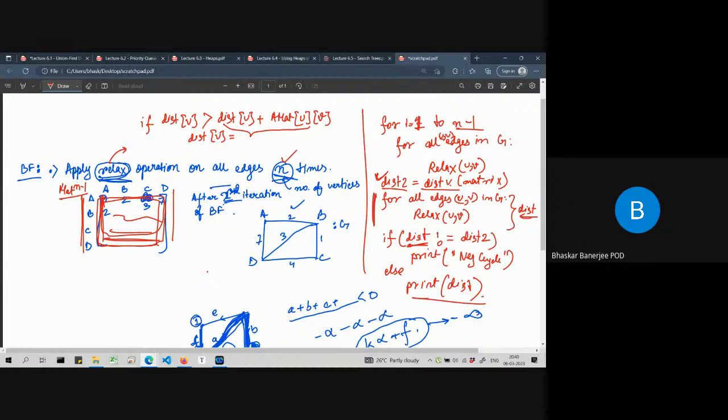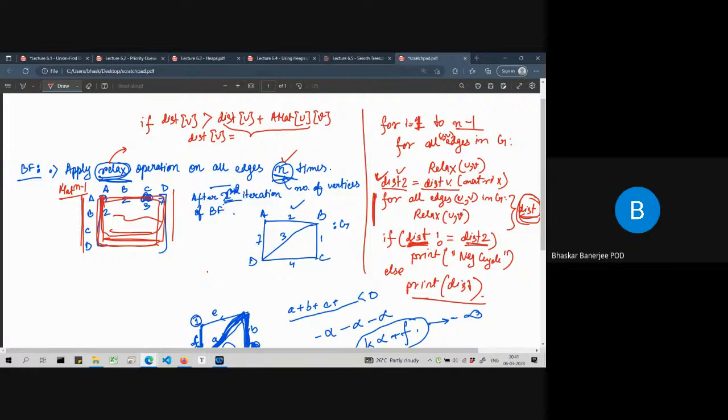I mean, supposing there is a negative weighted cycle, the distance matrix would change. Then I would check whether this new distance matrix, which I got after applying one more time, is equal to the previous matrix or not. Previous means distance two, which was storing the value from the n minus one times run. If the two matrices are different, then there is a negative cycle. Because it would not increase. Different means basically the distance has decreased.